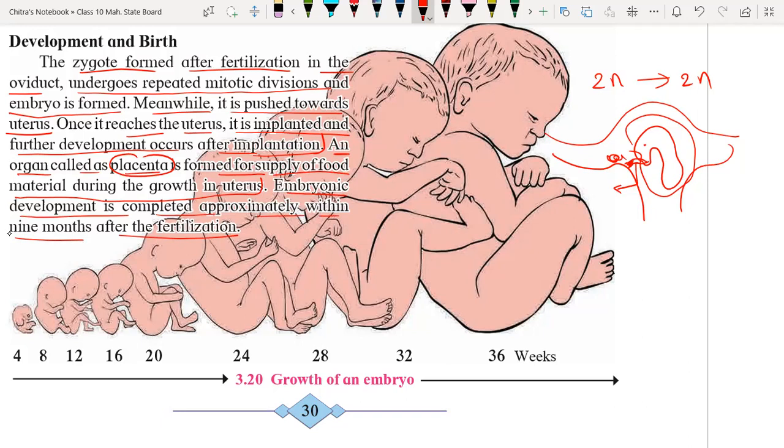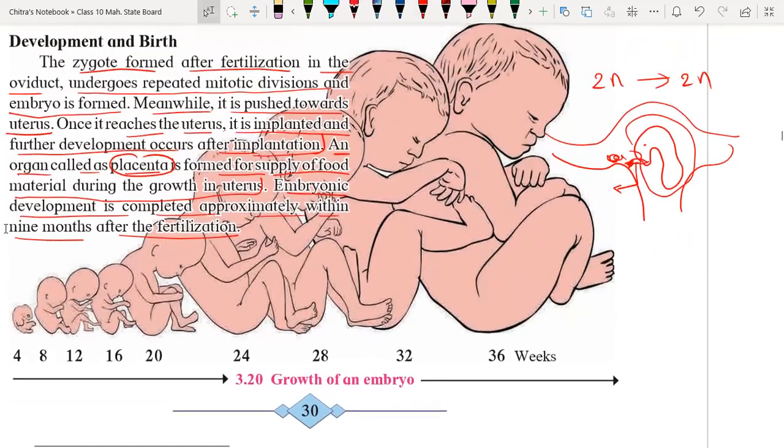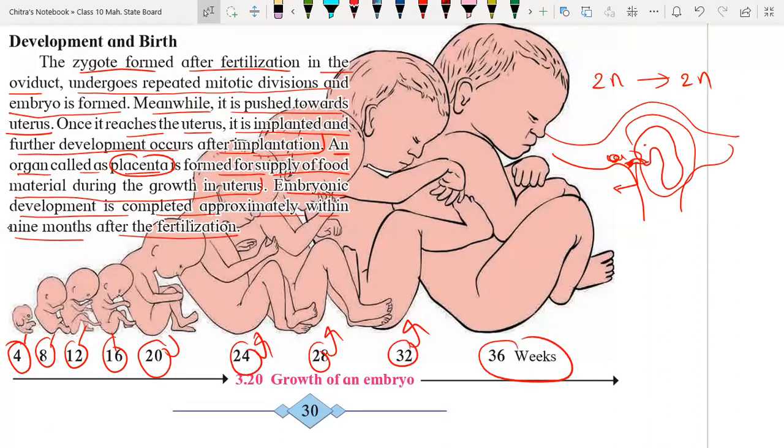Okay, sir. So this is the developmental scale. As you can see, this is the 4th week. Here we have the 8th week, 12th week, 16th week. Baby looks like this on the 20th week, 24th week, 28th week, 32nd week, and 36th week. And this baby becomes ready to get birth now.